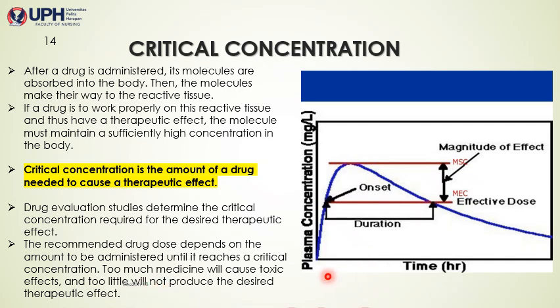Now, for example, we have the drug we give to our patient. This drug will go up to the peak onset, and then it will go out to be excreted. This is what we call the duration of the medicine. This is the effective dose, and this is the magnitude of effect. Then we have the peak here, and we also have the half-life here.